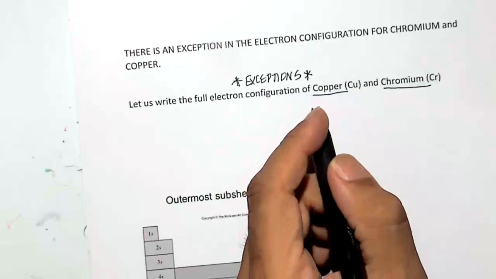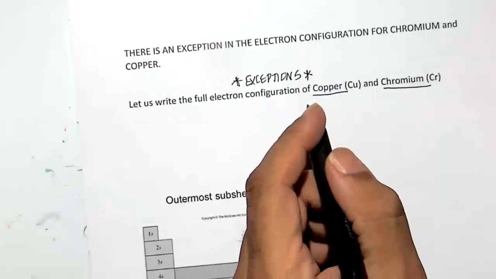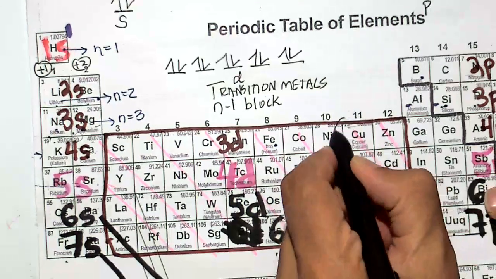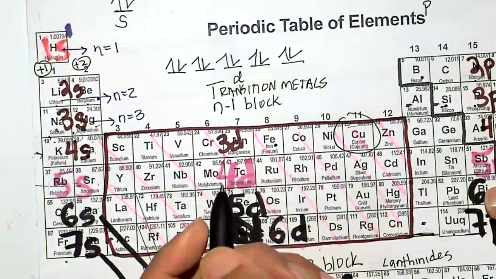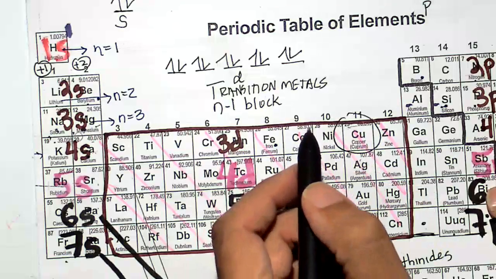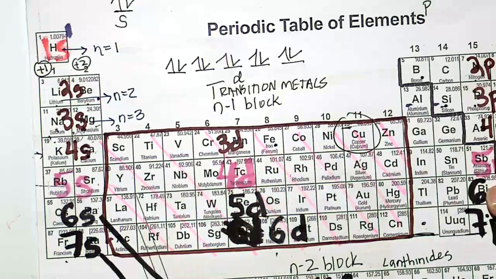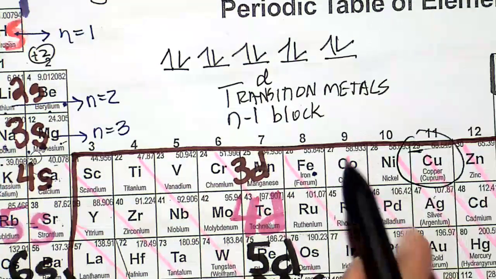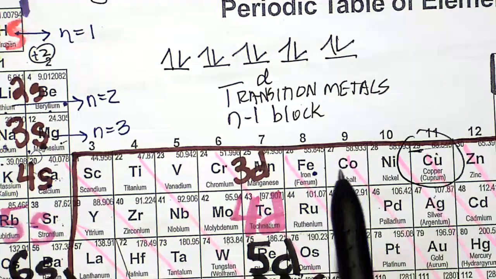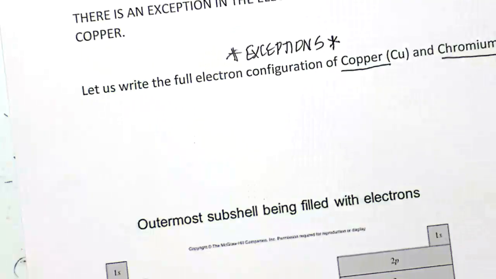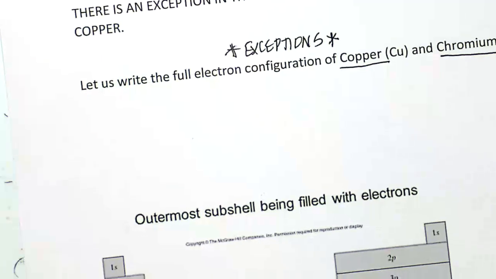All right, let's do the electron configuration of copper. How many electrons do we have to fill in copper? 27, 28, 29. 29 electrons. So we're going to have to fill up 29 electrons. So let's go ahead and do the electron configuration of copper.